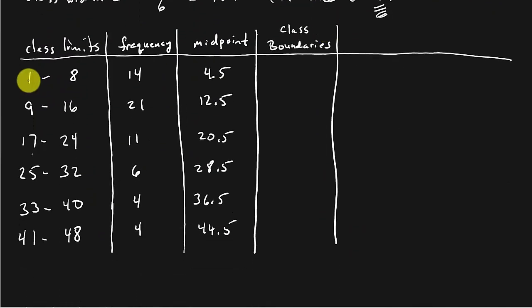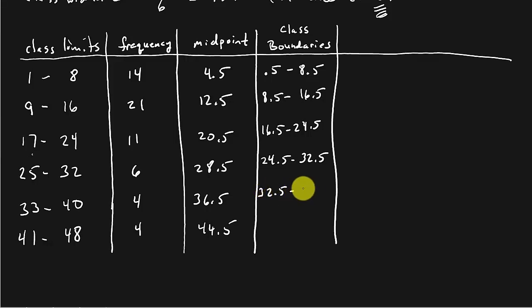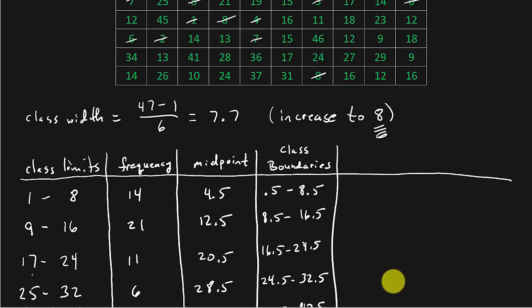All right. So if we subtract 0.5 from 1, that's going to be 0.5. And then add 0.5 to 8, that's 8.5. Subtract 0.5, that would be 8.5. Add 0.5, that would be 16.5. And so on. So that would be 16.5 to 24.5, 24.5 to 32.5, 32.5 to 40.5, and then 40.5 to 48.5. There's your class boundaries. And so there's your frequency table.